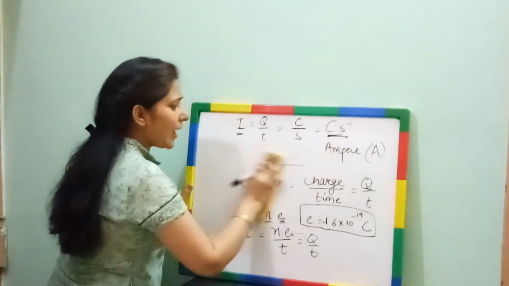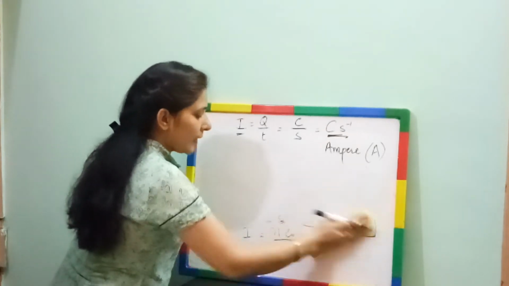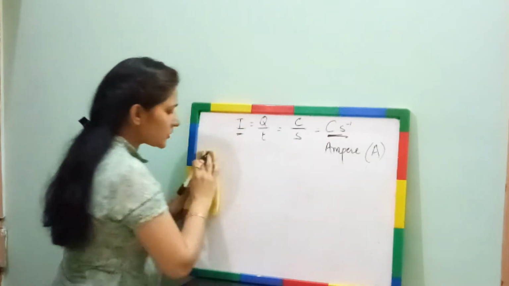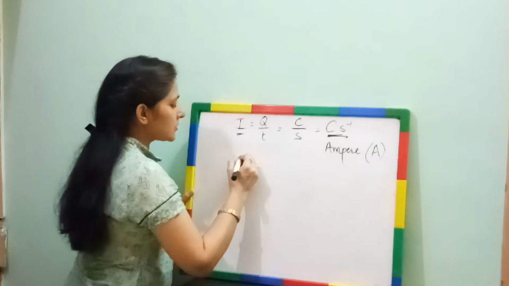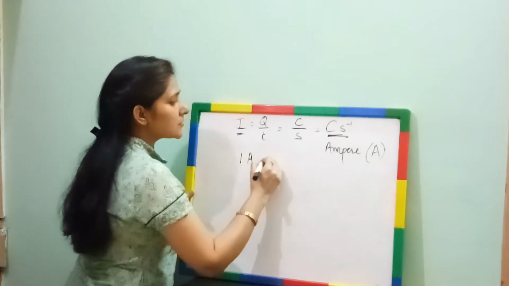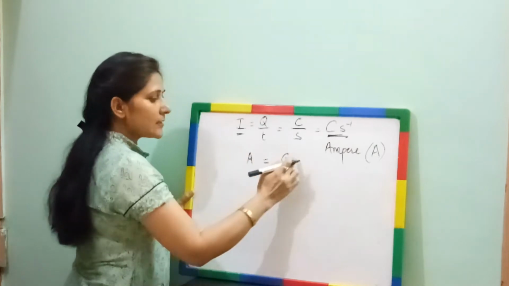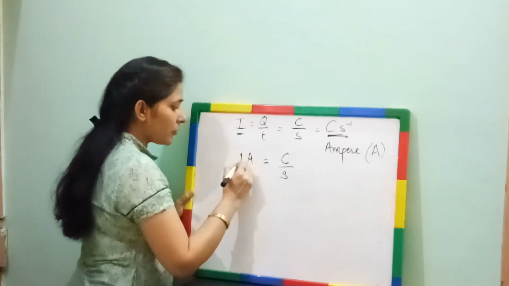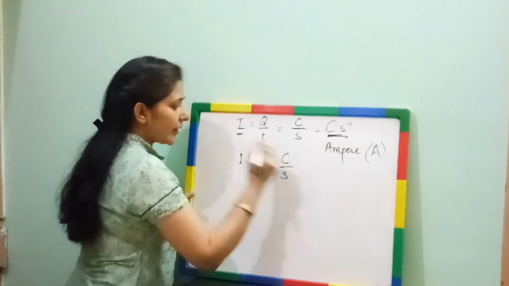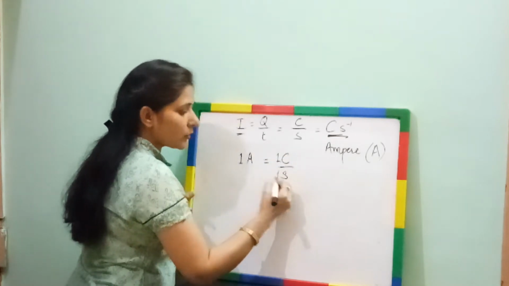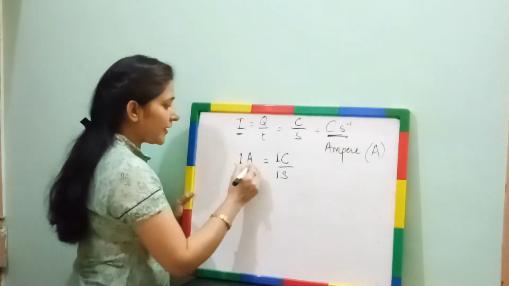Now if somebody asks you how to define 1 ampere, what will you do? You'll write 1 ampere is equal to coulomb upon second. Ampere is written as coulomb upon second. If you need to define 1 ampere, then write 1 here and 1 over here. So how can you define 1 ampere?